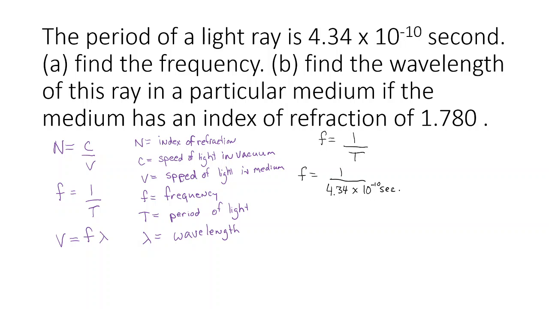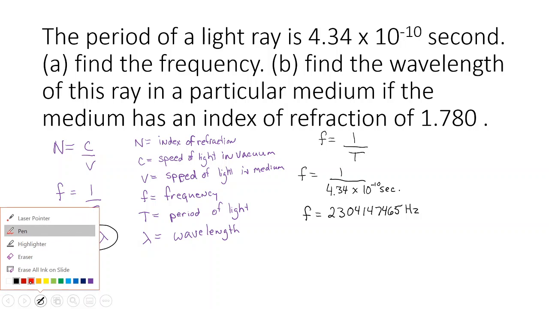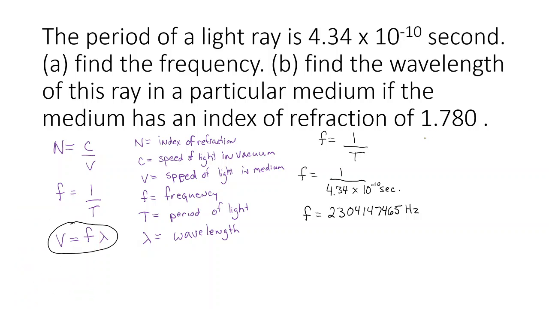And so we get F, the frequency, equals 2,304,147,465 hertz. So then it says we also need to find the wavelength, so we'll be using this formula here, but before we do that, we need to calculate the speed of light in this particular medium. In order to do that, we're going to use the formula N equals C over V, and N value is 1.780, says it right there.